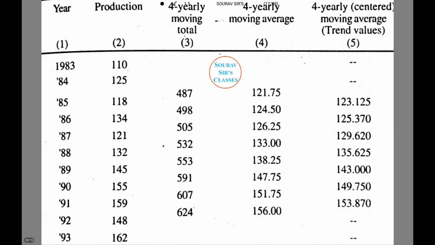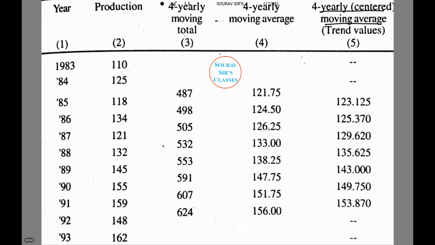I have put a full screen on this so that you can see it clearly. We are given year, production, 4-year moving total, 4-year moving average, and one new thing, that is the 4-yearly centered moving average, which will be the trend values for even number cases. Here are the values that are given for production and year.